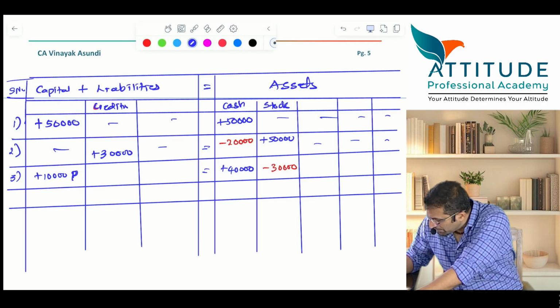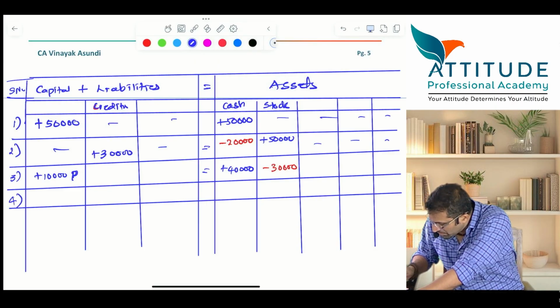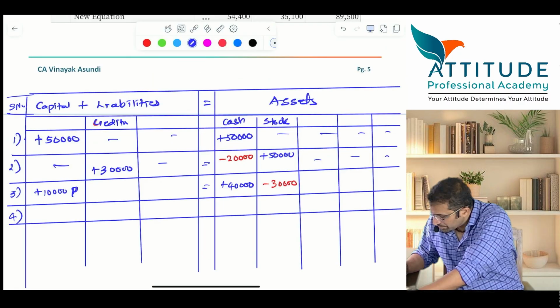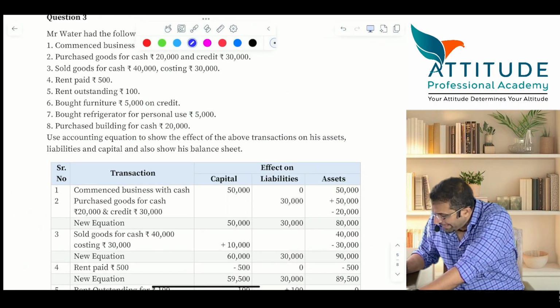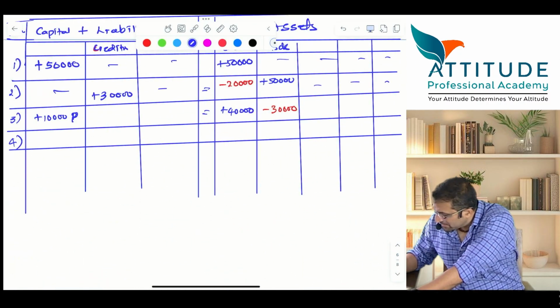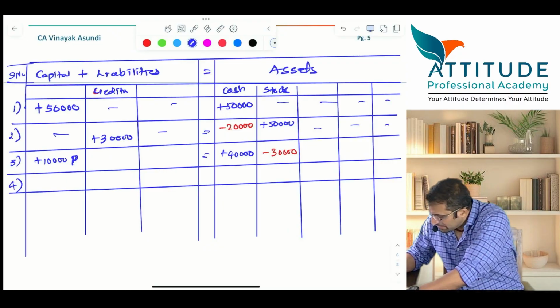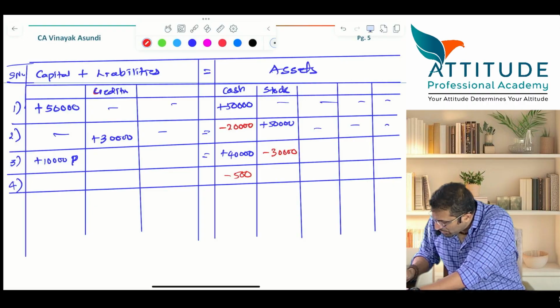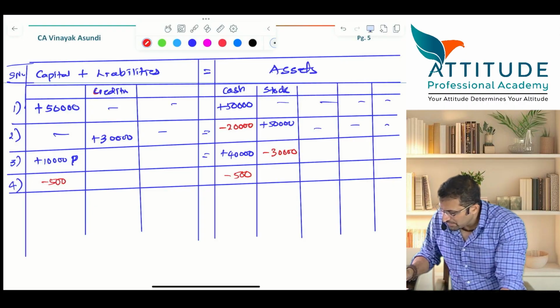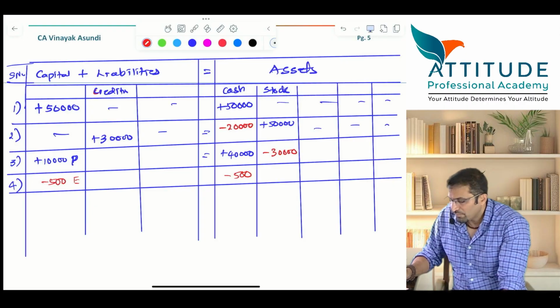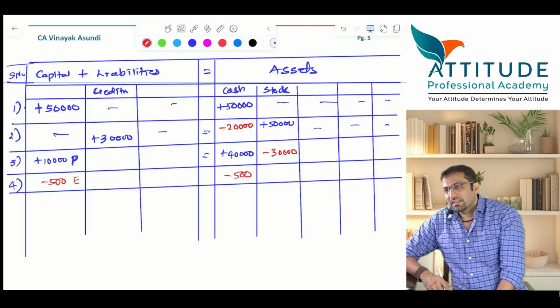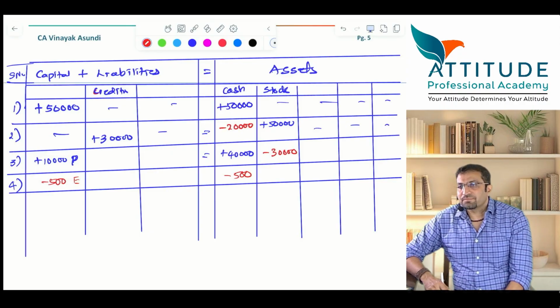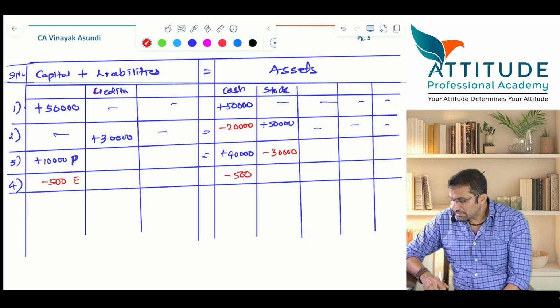Please tell me the fourth one. Come on, speak. Rent paid? Fine. Rent is an expense and cash reduces, correct? Red ink minus 500 and capital also reduces, minus, and this is as good as expenses. Right? E is expense. Yes. Any difficulty? Next.